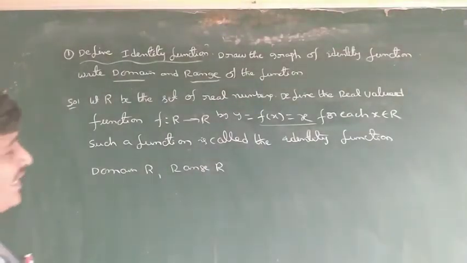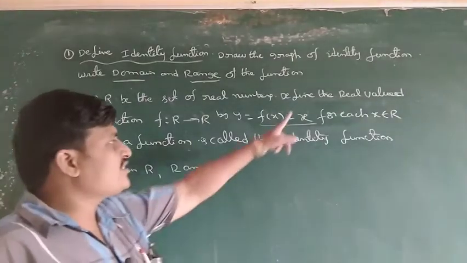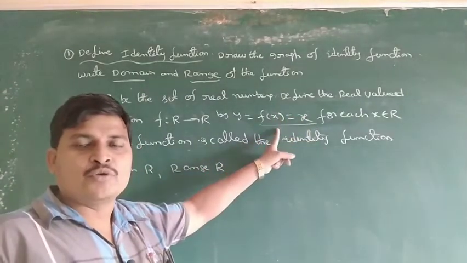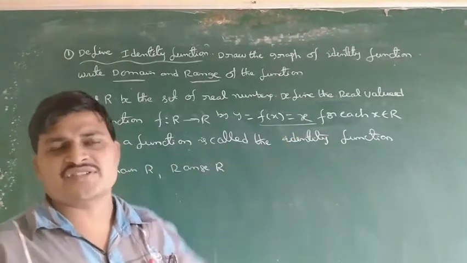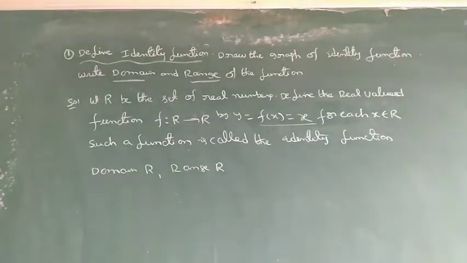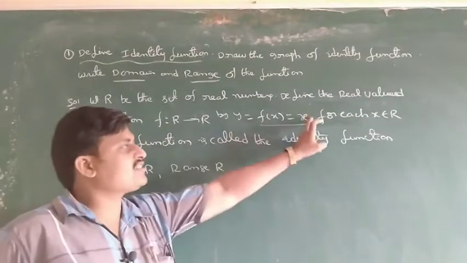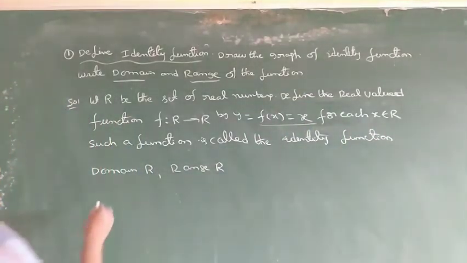So identity function is nothing but x. For example, x is equal to 1 means f of 1 is also 1. x is equal to 2 means f of 2 is also 2. x is equal to 3 means f of 3 is equal to 3. Identity function means the same value. You can take any value, and the answer is also the same value.